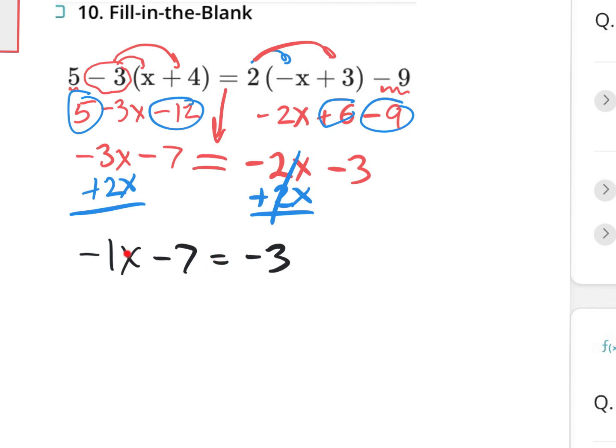Now let's get x by itself. I need to get rid of this negative 1 that's being multiplied by x, and I also need to get rid of the minus 7. What do you get rid of first? You get rid of the minus 7 first. How do I get rid of a minus 7?